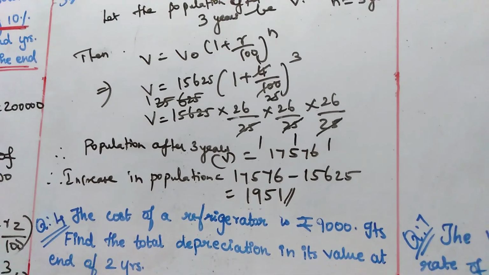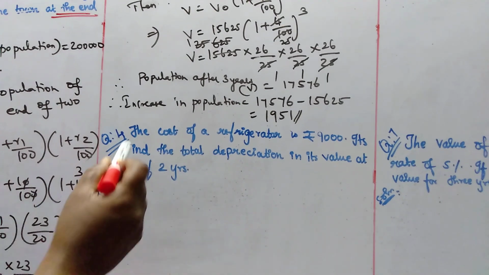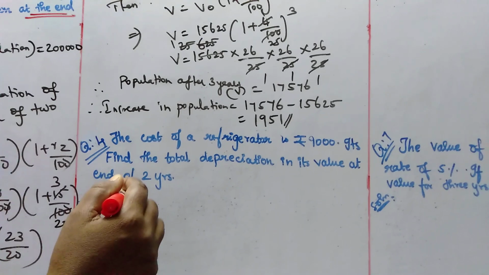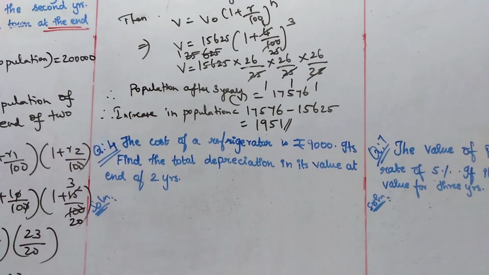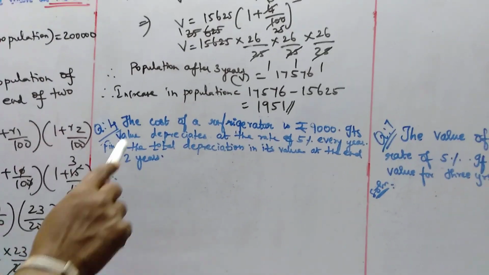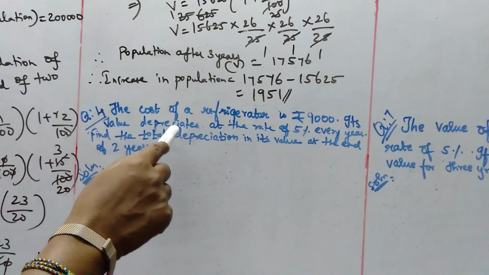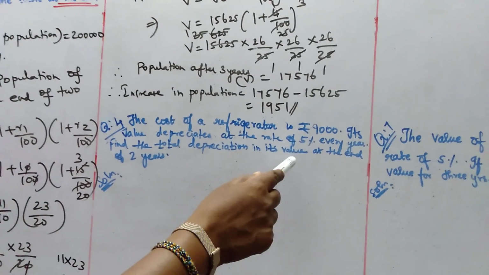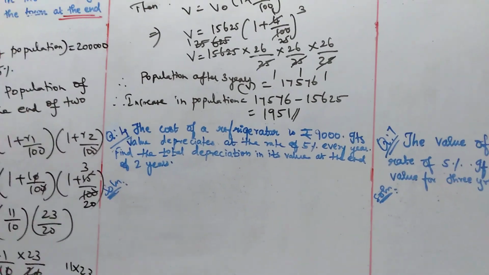Next we'll go to the next question. The next question is question number 4. The cost of a refrigerator is rupees 9,000. Its value depreciates at the rate of 5% every year. Find the total depreciation in its value at the end of 2 years. At the end of 2 years means after 2 years.